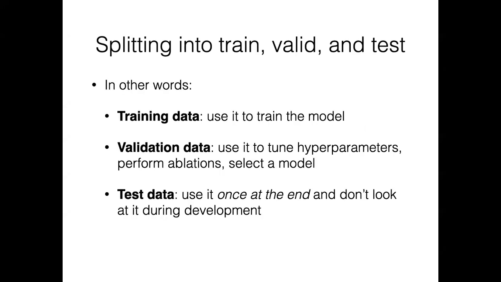It's still a bit abstract, so here's what it looks like concretely. You use your training data to train the model. You use your validation data to tune hyperparameters, perform different ablations, and ultimately select a model. And once you've done all that, you may be a bit overfit to the validation data. So you hold out this test data and only evaluate it at the end.